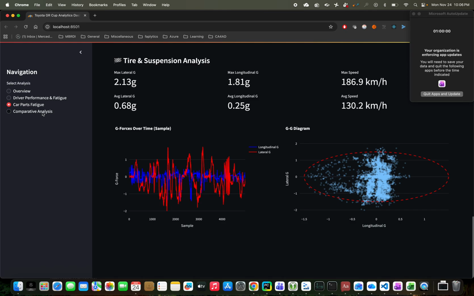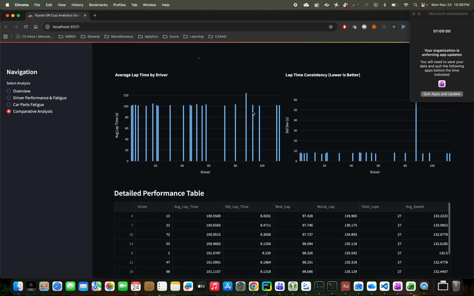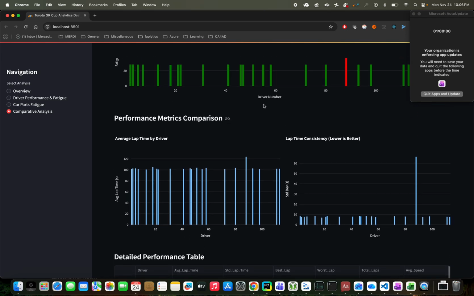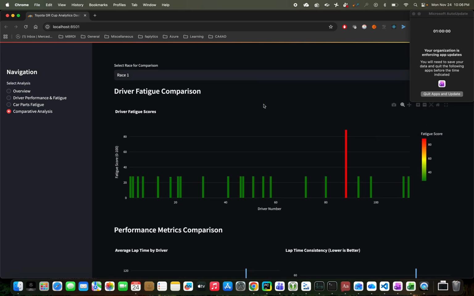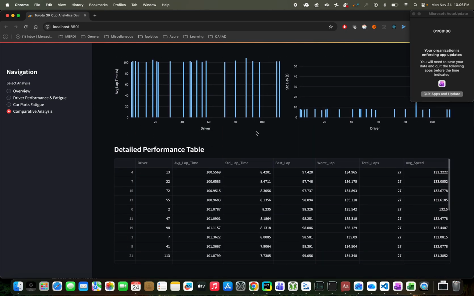Now on to the last part, the comparative analysis. Let's look at each of these. Here the bar chart shows fatigue scores across all drivers. We can instantly identify who needs rest, anyone in the red zone above 70. The detailed table shows lap times, consistency metrics, and total laps. This helps team managers or the racing team to make better decisions and help the team win the race.